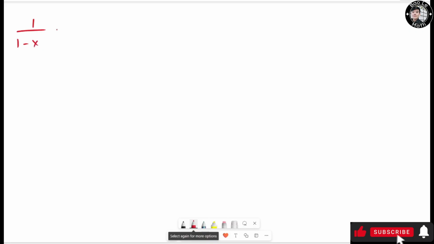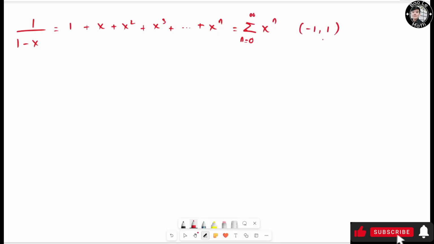Last one, the geometric power series that appears mostly on the AP exam, which is 1 over 1 minus s, equals 1 plus s plus s squared plus s cubed plus etc. plus s to the n. It's going to be the sum of s to the n when n goes from 0 to infinity. And you know that the interval of convergence of the series is negative 1 to 1.